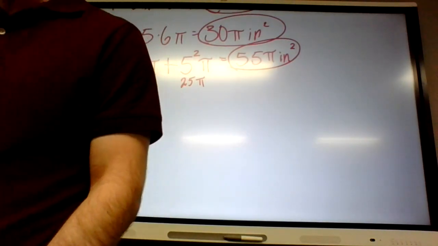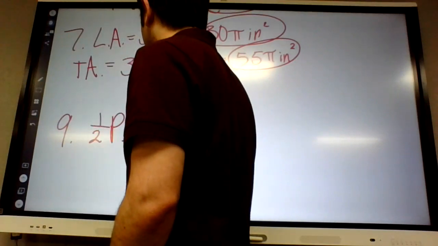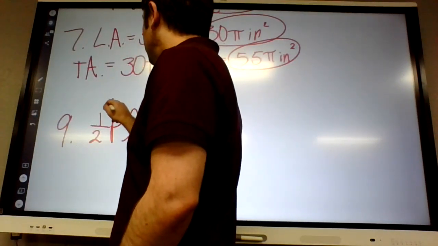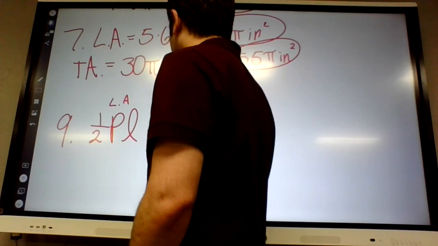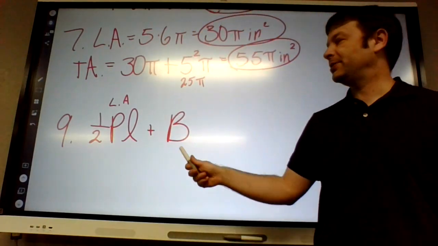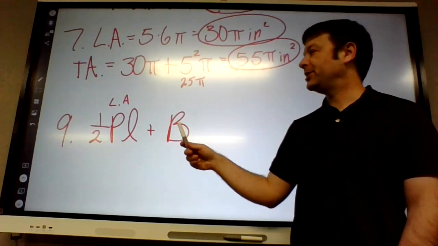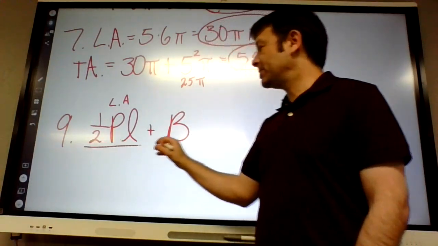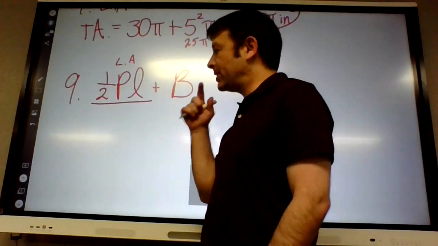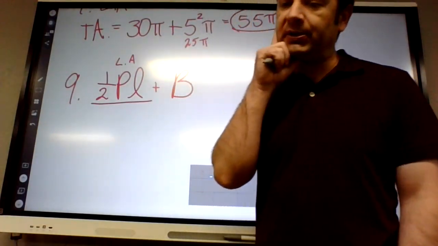And then, how do we find the total area? Yeah, whatever the base is. So this could look like a lot of things, depending on what the base is. But just this part is the lateral area, so that's our first part. 1/2 perimeter times slant height.